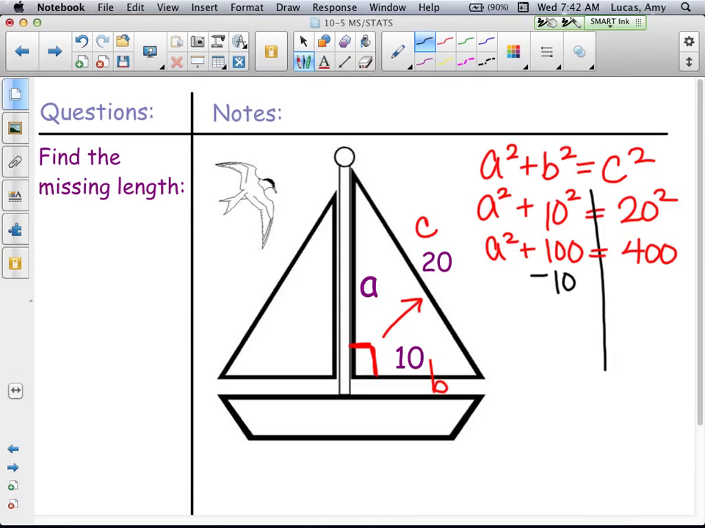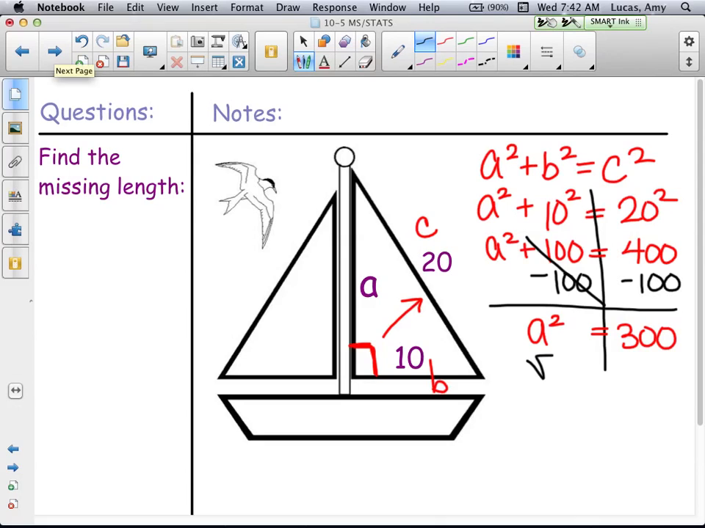Because they are on opposite sides, I need to subtract the 100 to cancel it out. I do not add them together if they're on opposite sides. So A squared equals 300, and then the square root. A is approximately the square root of 300. If I use the calculator, because you probably will get a calculator on these, it's approximately 17.3.